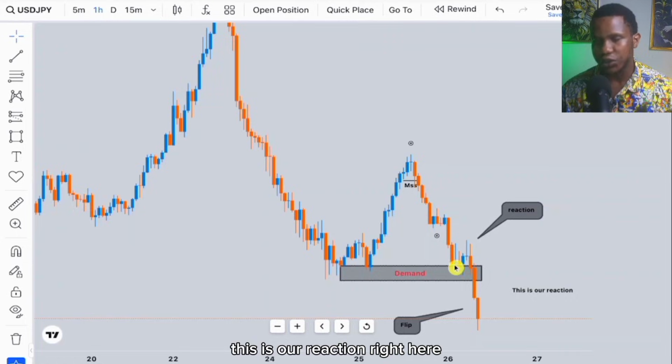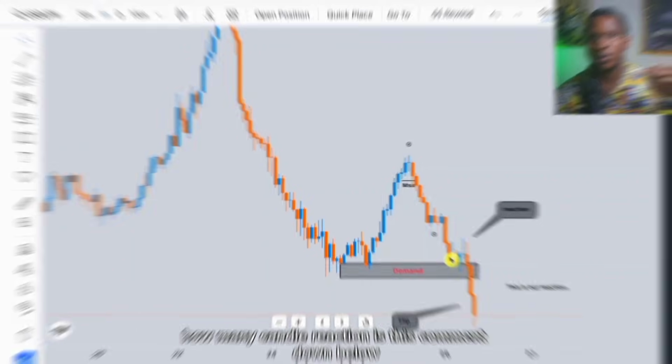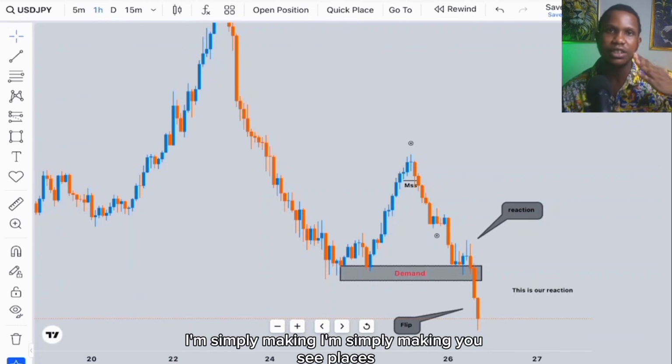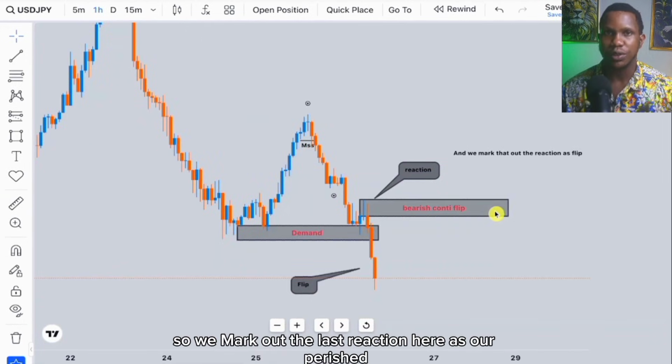This is our reaction right here. How many candle reaction is this? Comment down below. I'm simply making you see places your eyes don't yet see. We'll mark out the last reaction here as our bearish continuation flip.